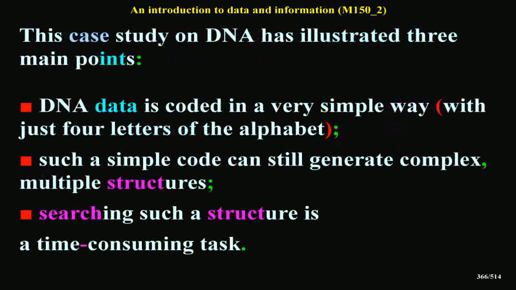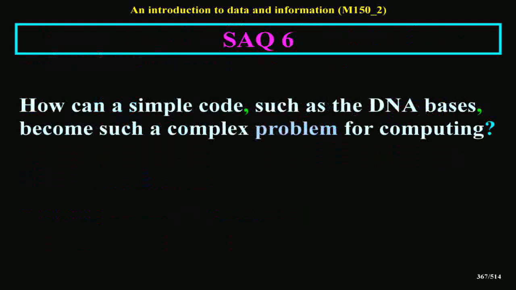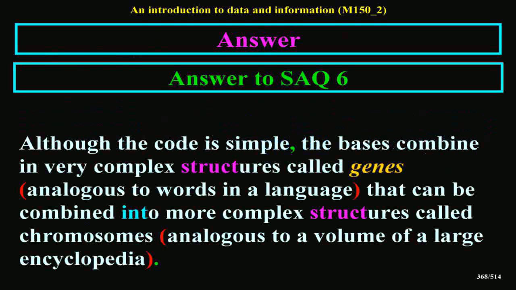This case study on DNA has illustrated 3 main points. The data is coded in a very simple way with just 4 letters of the alphabet. Such a simple code can still generate complex, multiple structures. Searching such a structure is a time-consuming task. SAQ 6. How can a simple code, such as the DNA bases, become such a complex problem for computing?